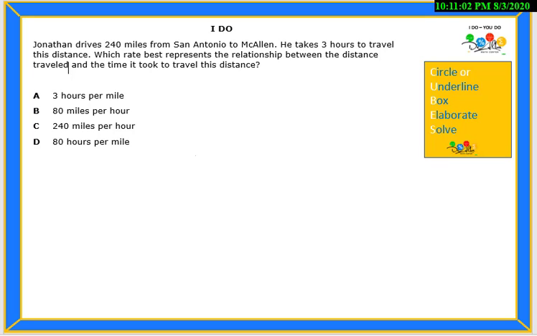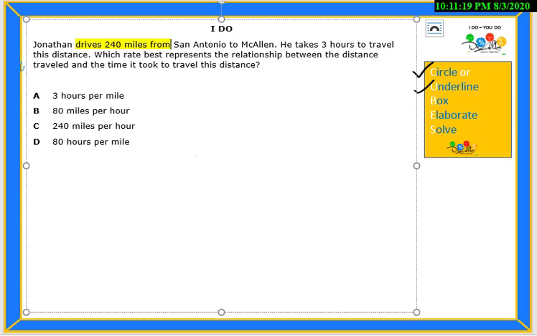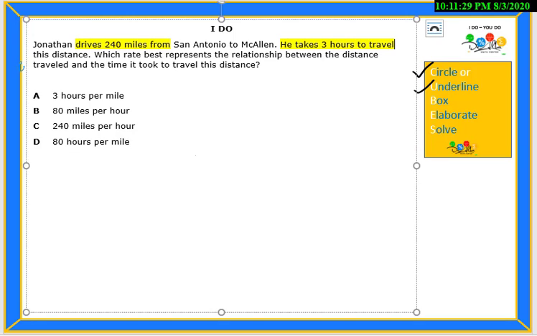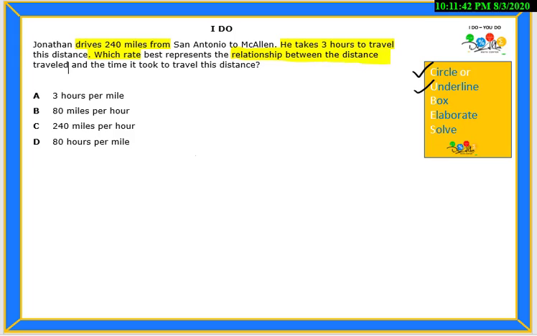On the right side of your screen, you will see the cube strategies we will be using today. We will start with circle or underline keywords. But if you prefer, you can also highlight. Drives 240 miles. Takes 3 hours to travel. Which rate? Relationship between the distance traveled and the time.